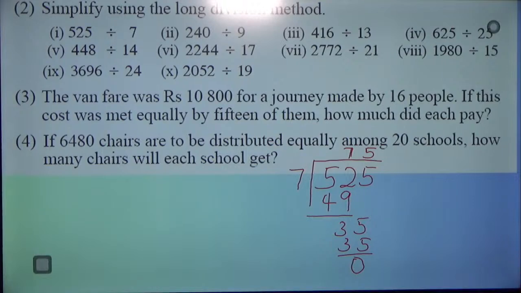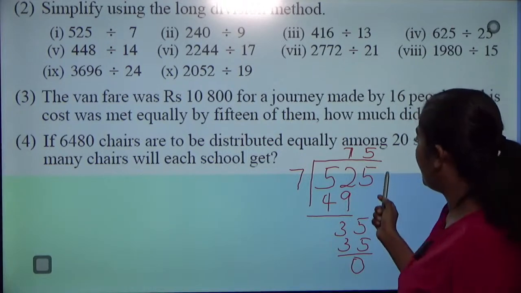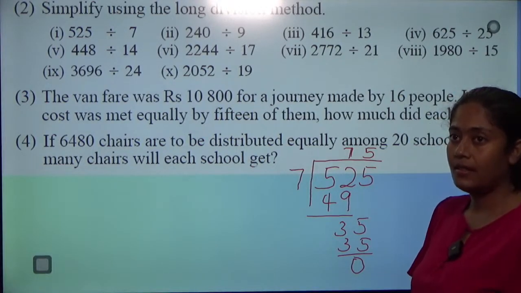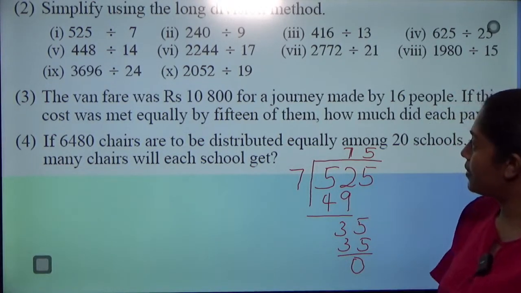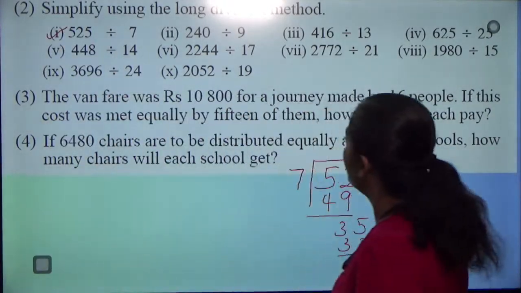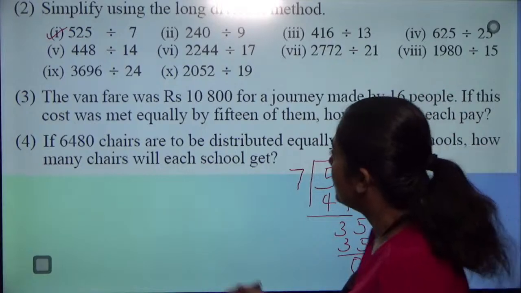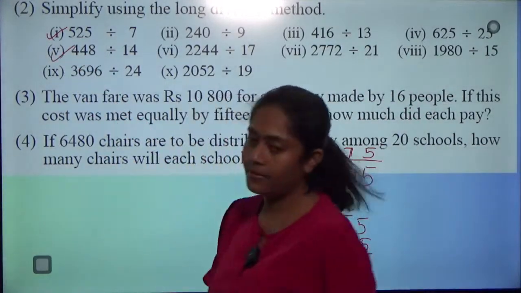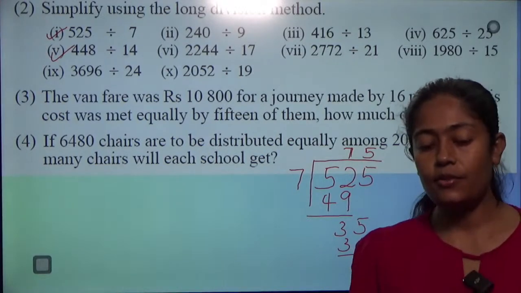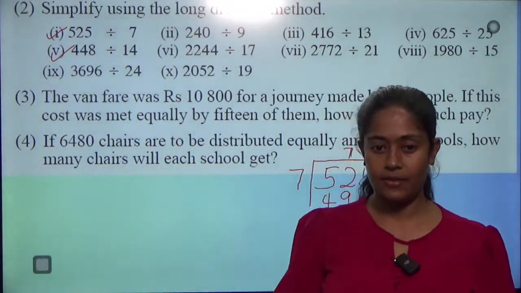Right. Have you got the idea? Yes, teacher. What is the answer then? 75. Yes, 75. So we have done the first question. Shall we do the fifth one? Try to do this one. 448 you have to divide by 14.